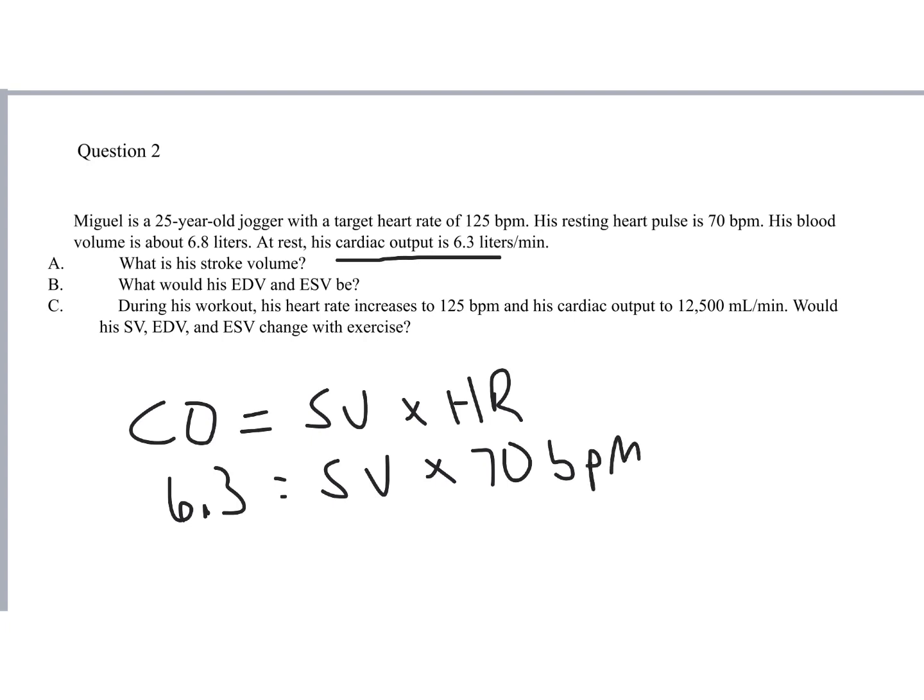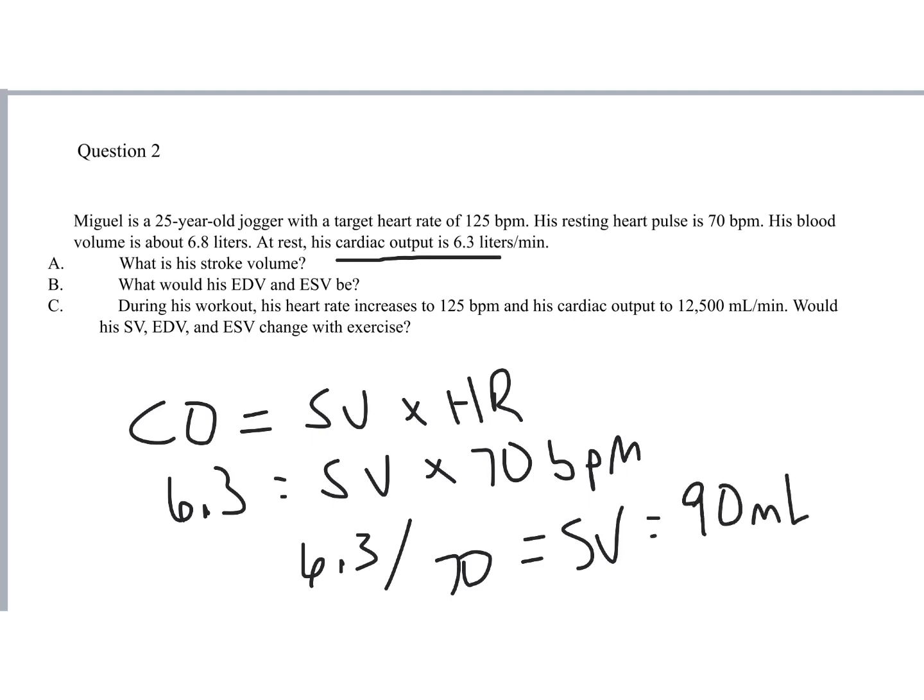So how do we solve for the stroke volume? You take 6.3 and you divide it by 70, and that will give you his stroke volume, which is going to be 90 milliliters, because the stroke volume will be in milliliters, not in liters.